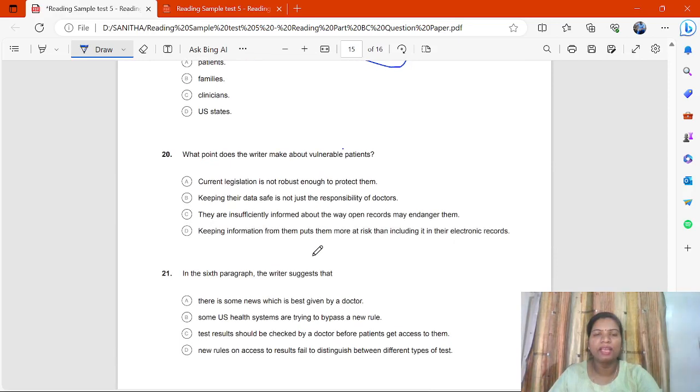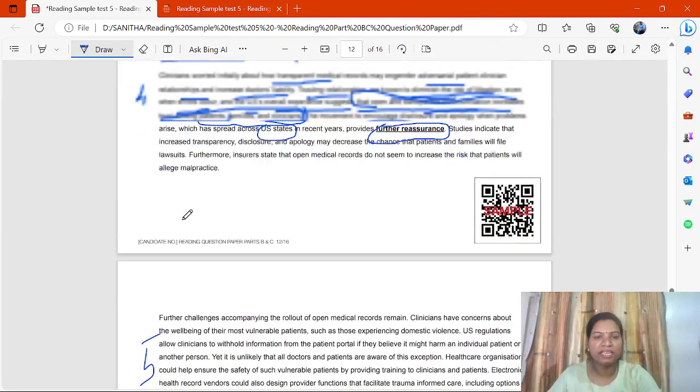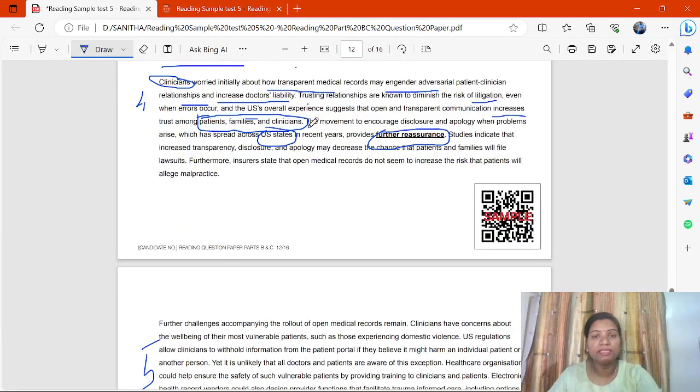Then, what is the phrase? Further reassurance. The writer believes what? It's the patient and family. Here they are saying patients, families, and clinicians together, but separately they are not explaining about patients or families. But clinicians, we got it here, clinicians.